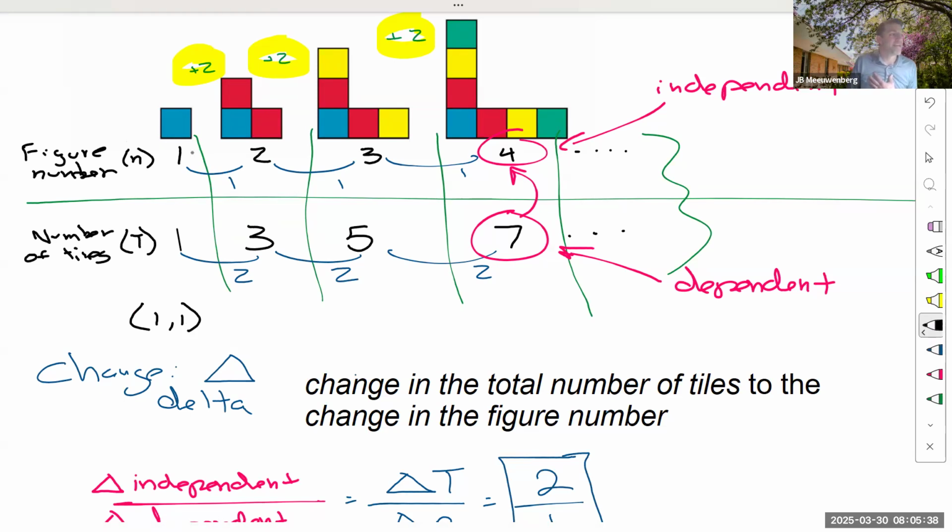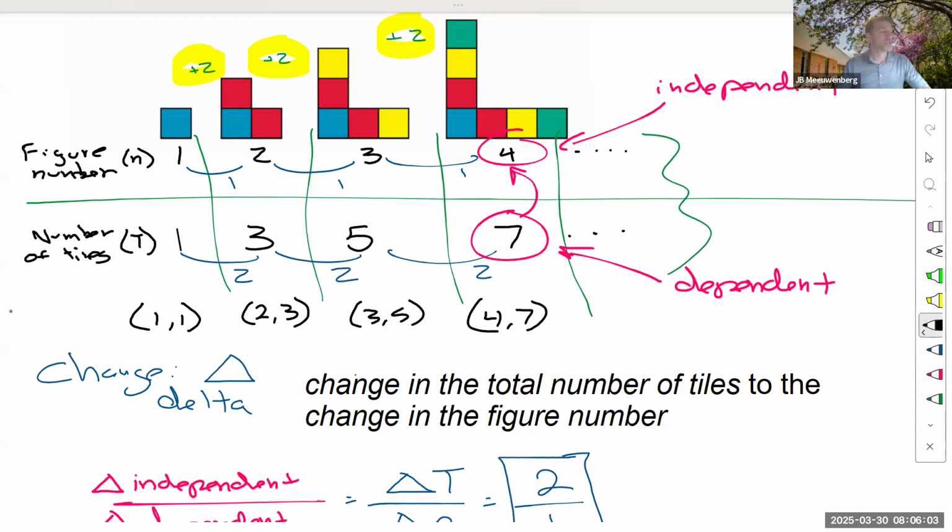Remember, our figure number is our independent variable, so that comes first. Our number of tiles is our dependent variable, that comes second. For this point, it would be 2, 3. 2 is our independent, 3 is our dependent, and so on. 3, 5, 4, 7. And you might even follow along and do this on your own piece of graph paper.